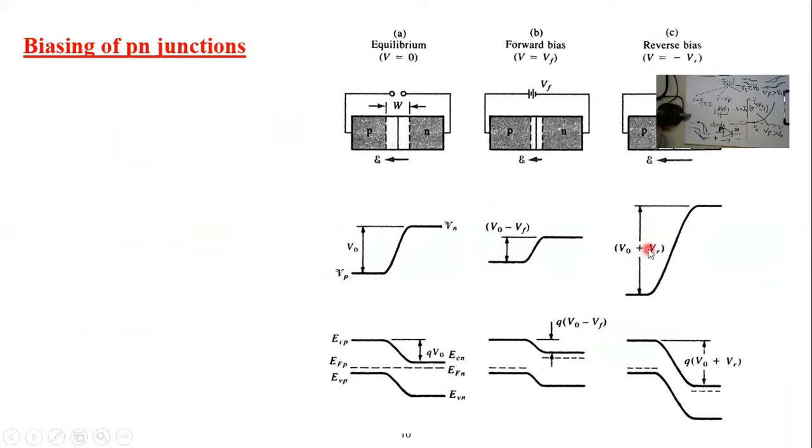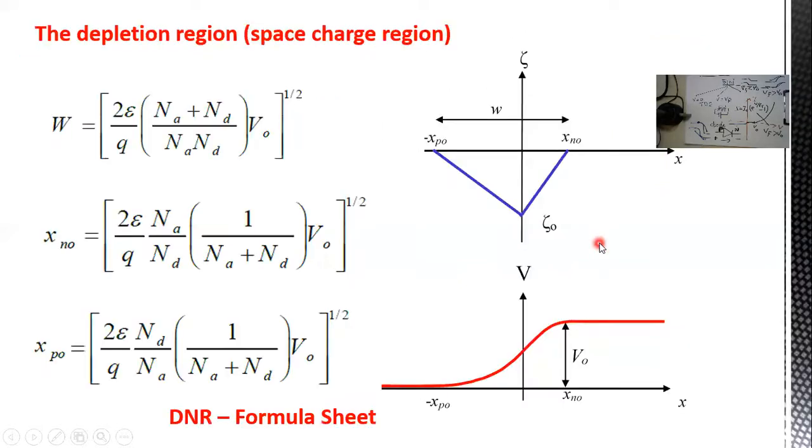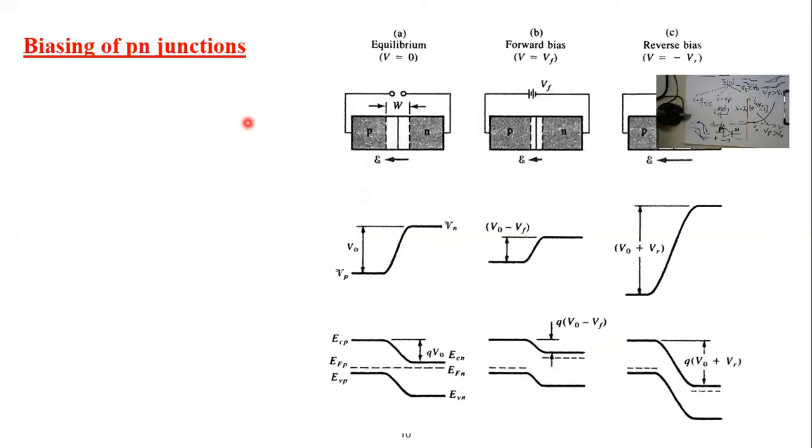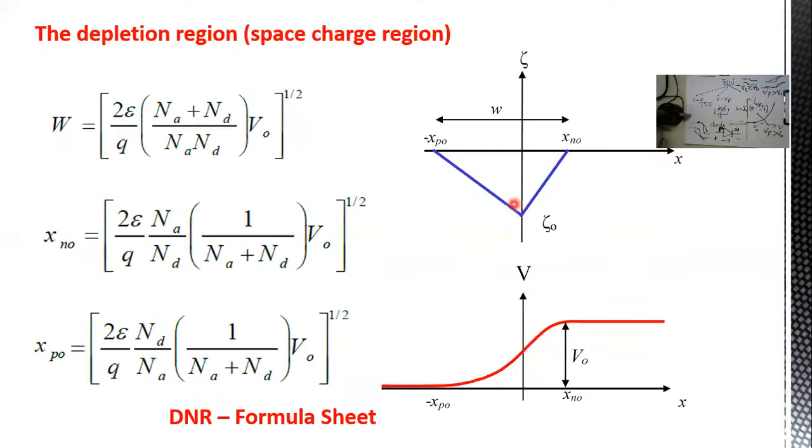as you can see. So simply use the same equation, but drop the naught subscript, because it is no longer thermodynamic equilibrium, and then replace V naught by V naught plus VR. What about if you are in forward bias? Then you replace V naught with V naught minus VR. So in a very simple manner, this V naught will be turned into V naught minus VR.